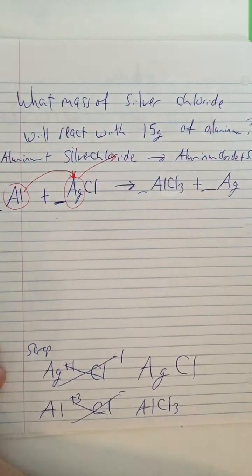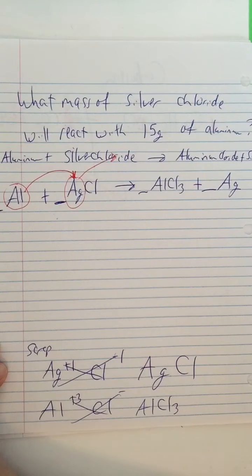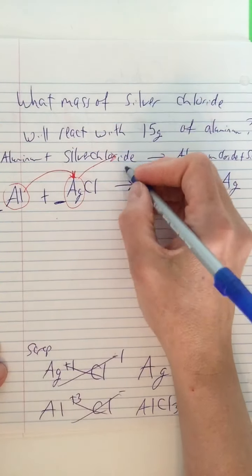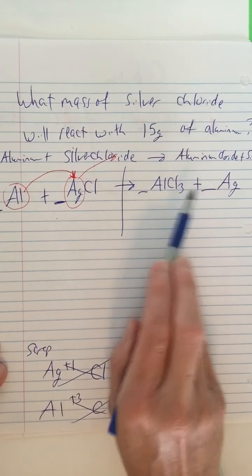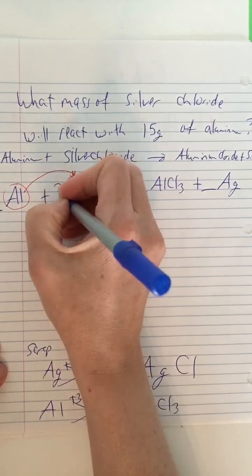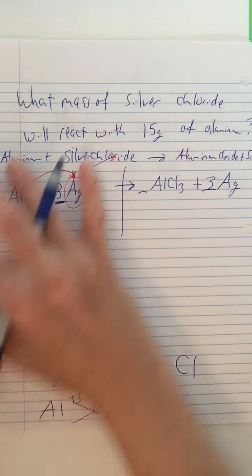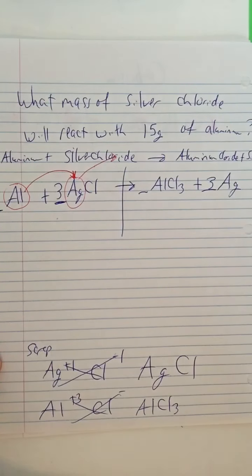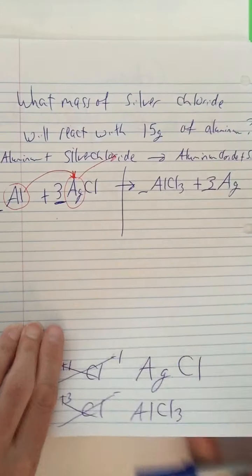Put the blanks out front. Now we have to balance this because that's part of how we're going to get enough information to solve this question. So I've got an aluminum, aluminum. I've got 1 silver, 1 silver. I've got 3 chloride, so if I put 3 here, then I've got to put 3 in front of my silver, and I'm balanced. Okay. With my balanced equation now, I can start my little bunk bed situation.